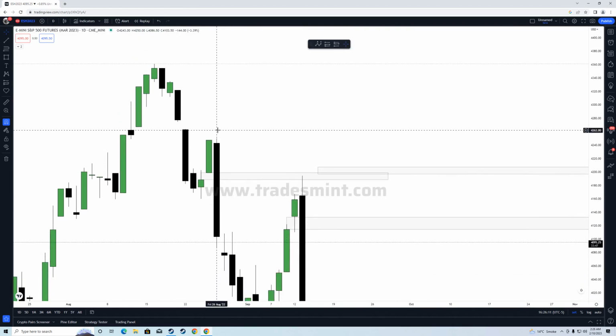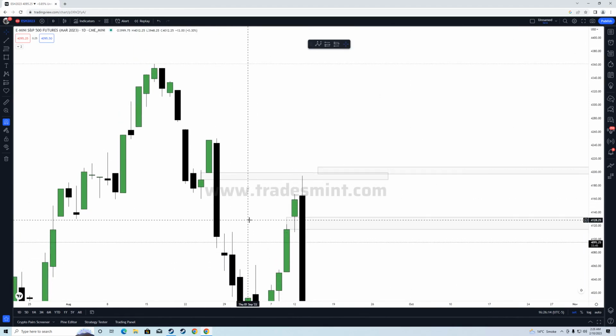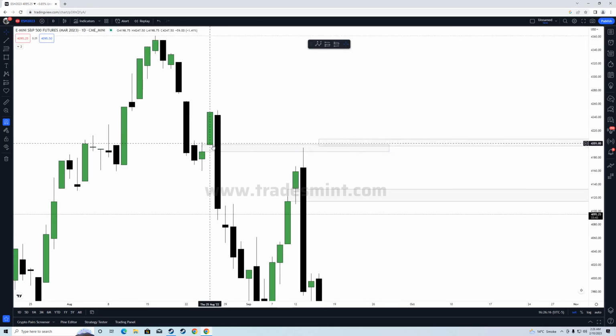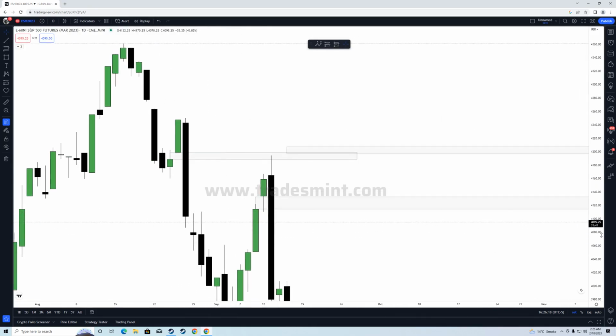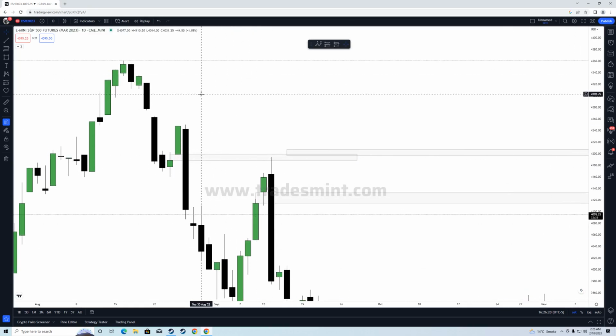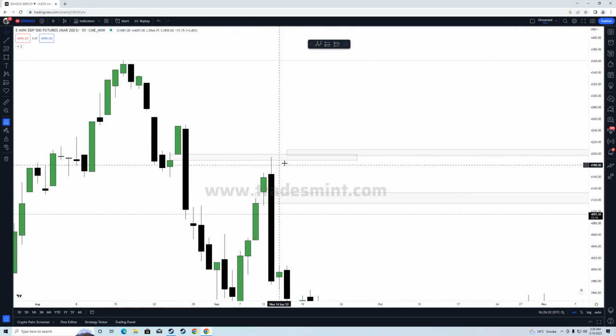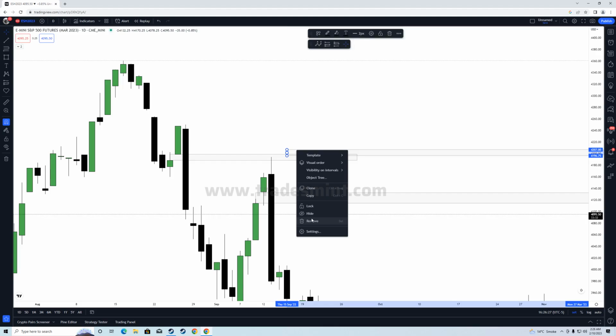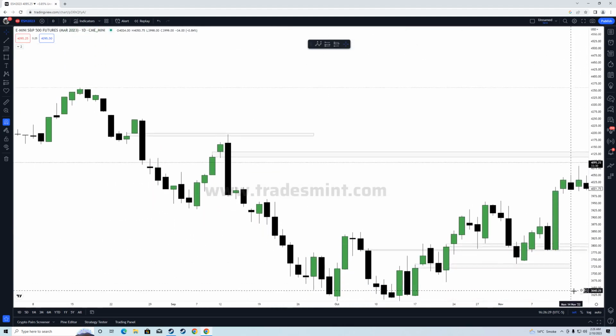First of all, it just smashed through this level. So this didn't work as a support level. Okay, very cool. But then when it gets broken, it can react as a resistance level. So price went back to this volume imbalance and you can see price shot down.